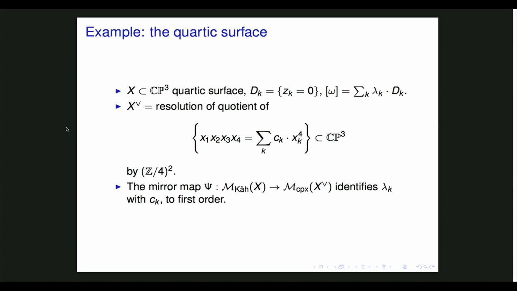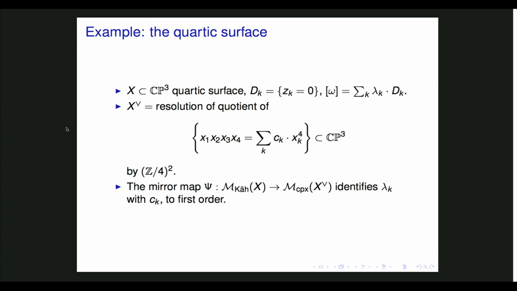All right, so now I want to explain that in an actual example of mirror varieties, X and X check. We're going to look at a smooth degree 4 hypersurface in CP3 called the quartic surface, and we're going to look at 4 divisors on it.